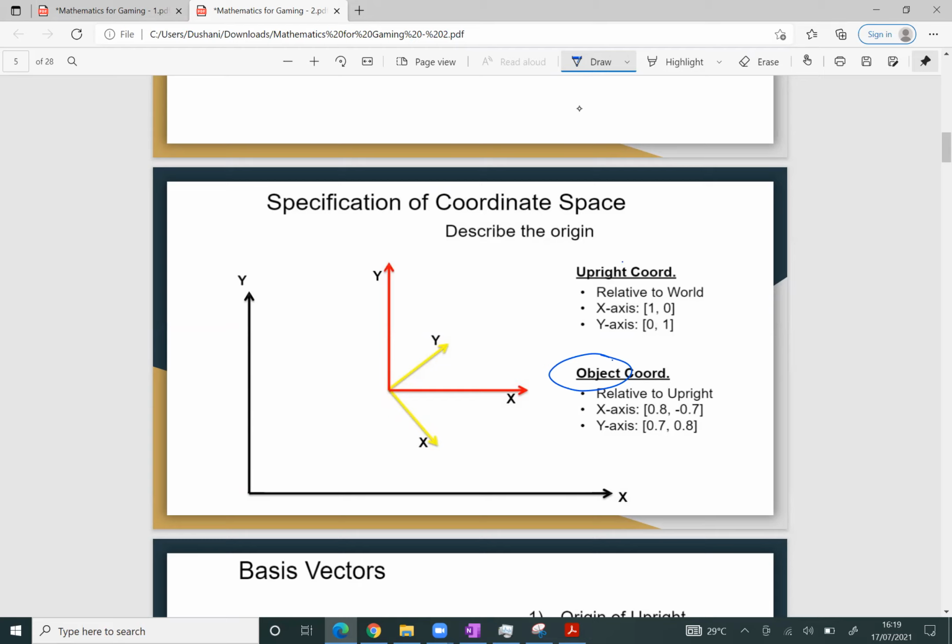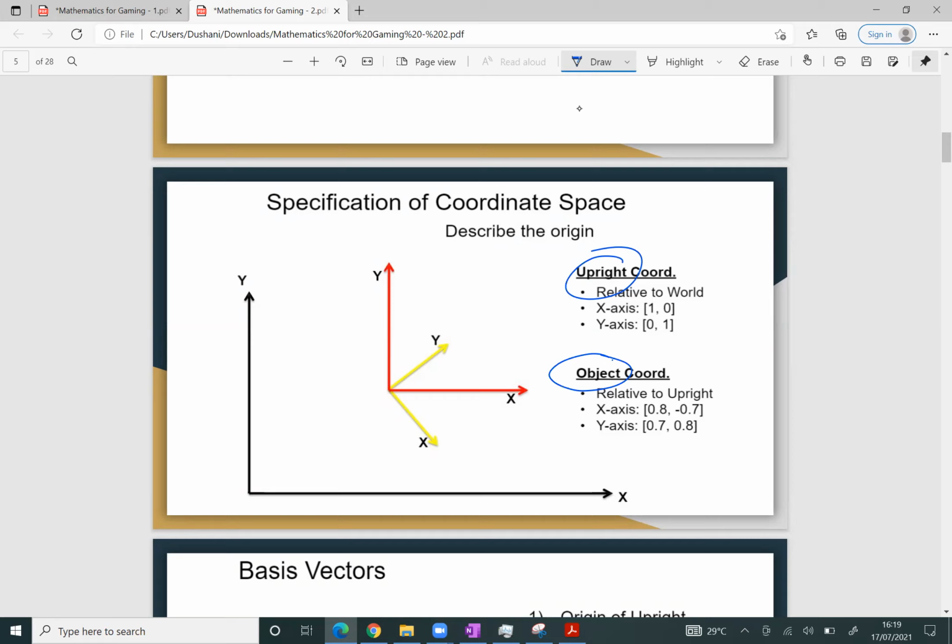Then there is the upright space, a special space associated with each object. It's halfway between the world space and the object space, in the sense that the axes of the space are parallel to the ones of the world space, but the origin of the space is coincident with the origin of the object space.